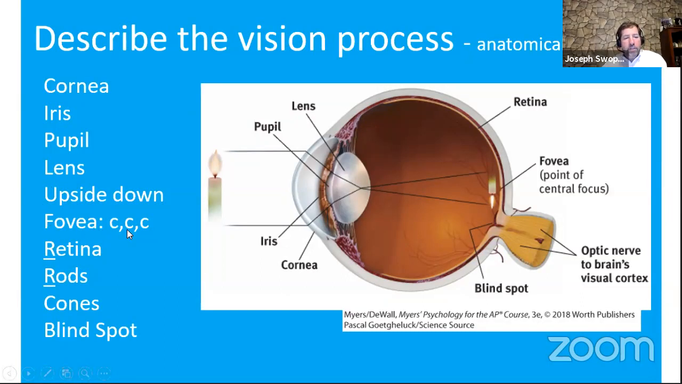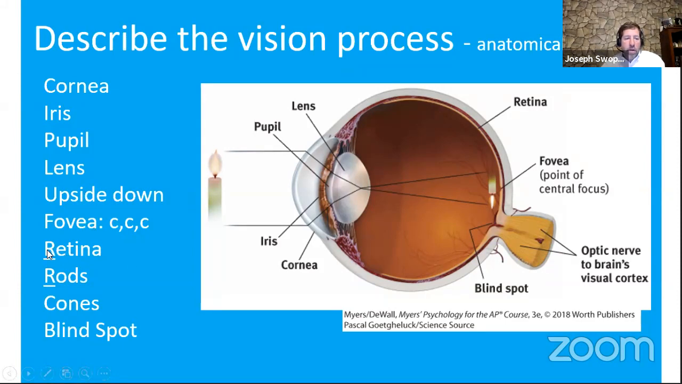Fovea. I have CCC, just a quick little mnemonic. Fovea is the center. It has cones, and cones do color. Fovea is the center of the retina, and I call the retina the movie screen. That makes sense because when you're watching a movie, you're not looking at the upper right-hand corner. Your eyes are always staring at the center of the movie, where the projector is projecting. So retina is the movie screen. Fovea is the center of the movie screen.